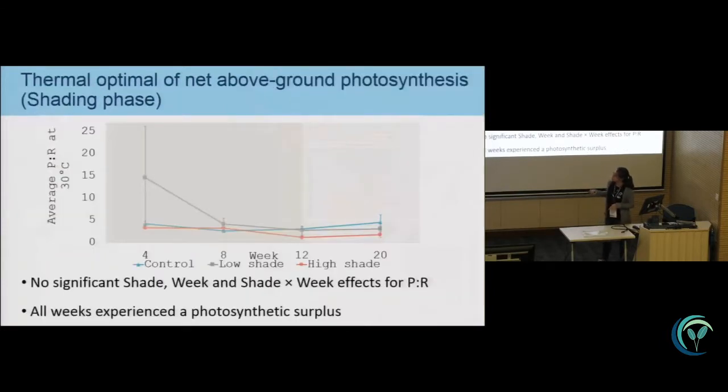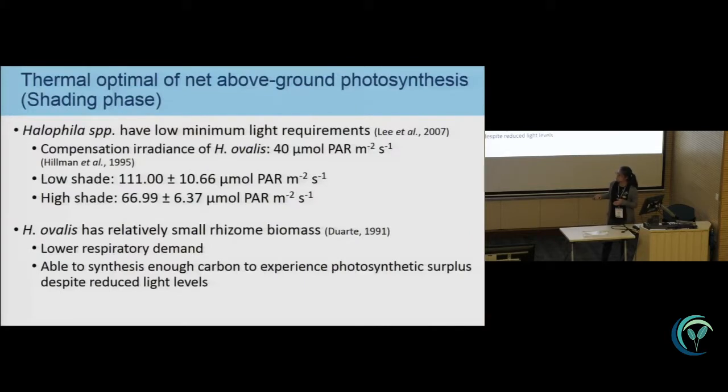So in addition, we also noticed that for the P to R ratio, there was no significant shade effects, and in fact, most of the weeks actually experienced a P to R ratio greater than 1, which means a photosynthetic surplus. So this could be because Halophila species in general have a relatively low minimum light requirement. In particular for H. ovalis, they require about 40 micromole, which my treatment, as you can see here, is actually way above. So probably my shading treatment might not have been strong enough to bring about any obvious physiological changes.